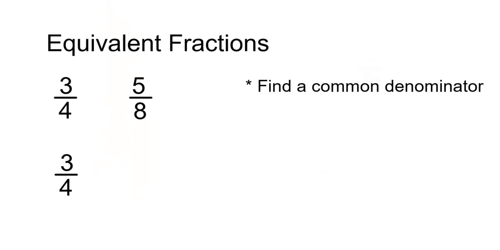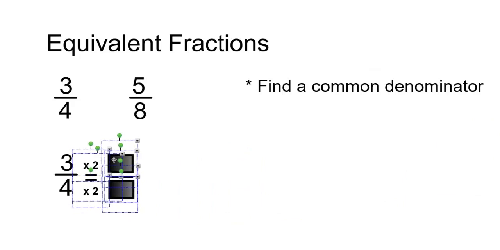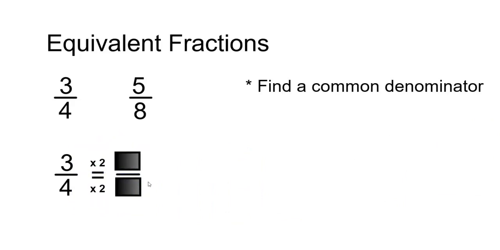Equivalent fractions. Find the common denominator to your 2 fractions. A common denominator of 4 and 8 is going to be 8. 4 times 2 is equal to 8. Therefore, multiply the numerator by the same number, which is 2, and 3 times 2 is 6. So 6/8 is equivalent to 3/4, and since 6/8 is bigger than 5/8, 3/4 will be bigger than 5/8.